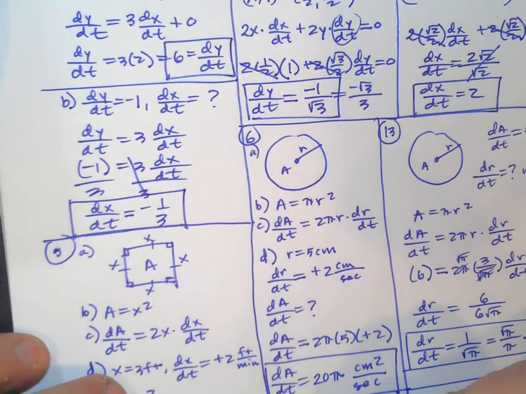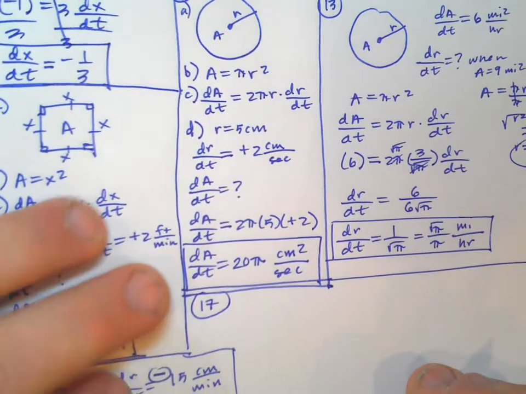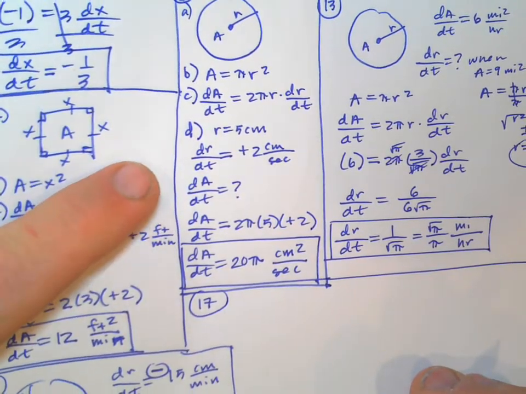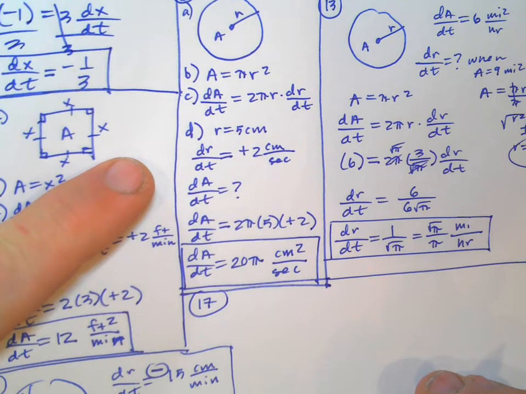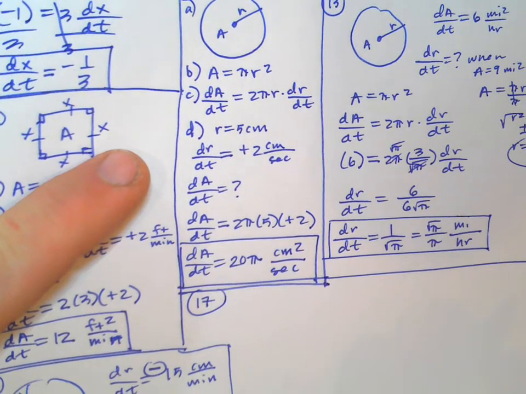Okay, 17 says a 13-foot ladder is leaning against a wall. If the top of the ladder slips down the wall at a rate of 2 feet per second, how fast will the foot be moving away from the wall when the top is 5 feet from the ground?